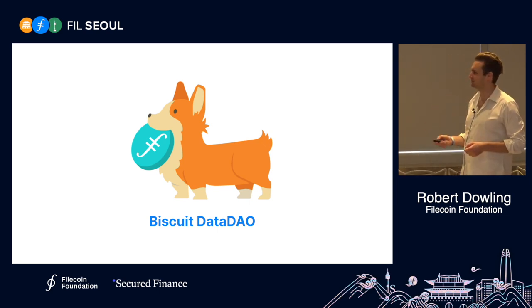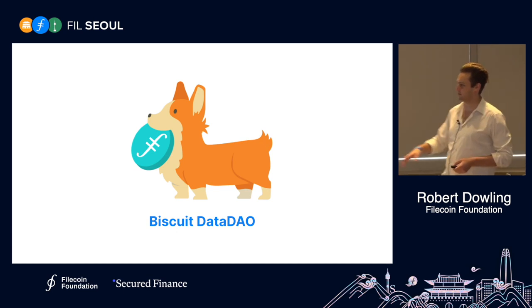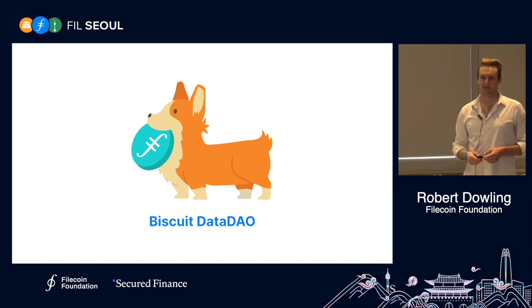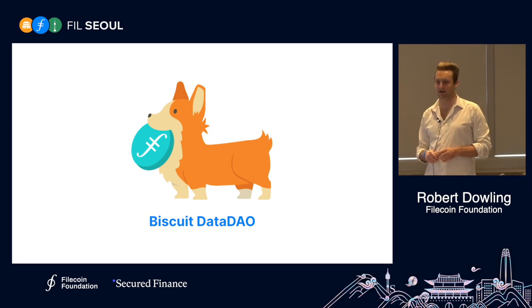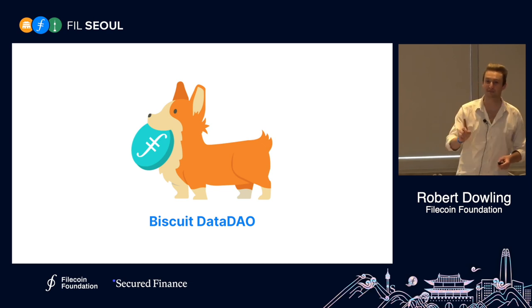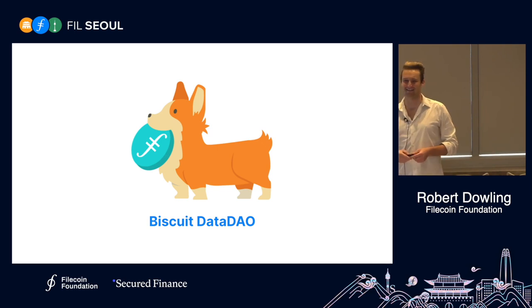Okay, cool. This is an example of a data DAO. We call it Biscuit DAO because this is the Filecoin Foundation mascot. It's a corgi named Biscuit. Come to another FIL event, you will get a corgi, like a little plush animal. Sorry, we couldn't ship it here. I know, I'm sorry. The Las Vegas one will be limited edition themed like Elvis. So come to Vegas, get a corgi that looks like Elvis. It's actually really cool.